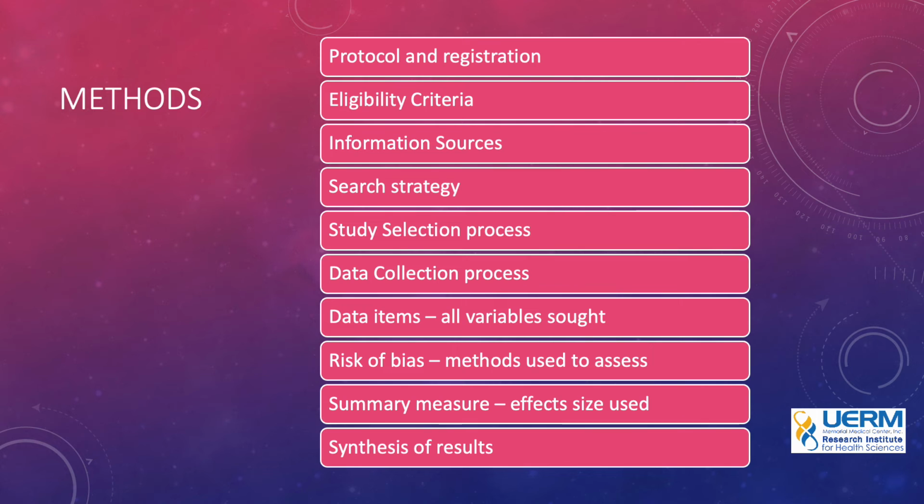So under the methods, we have the protocol and the registration, eligibility criteria of the studies, information sources, the search strategy we use, the study selection process, the data collection process, the data items where all variables are sought, and the risk of bias, which is very important in meta-analysis, and of course the methods used to assess the risk of bias are important. Summary measure is the effect size used across all studies, and the synthesis of the results.